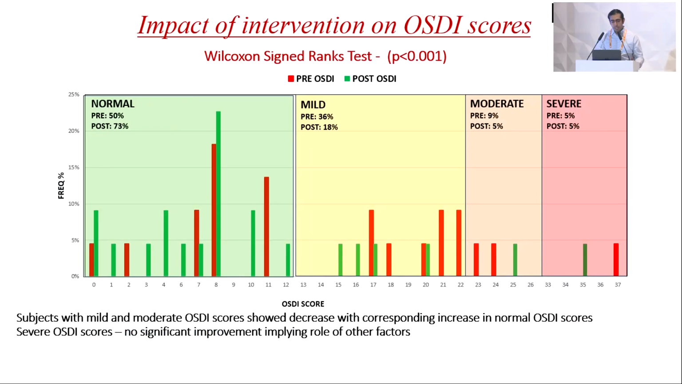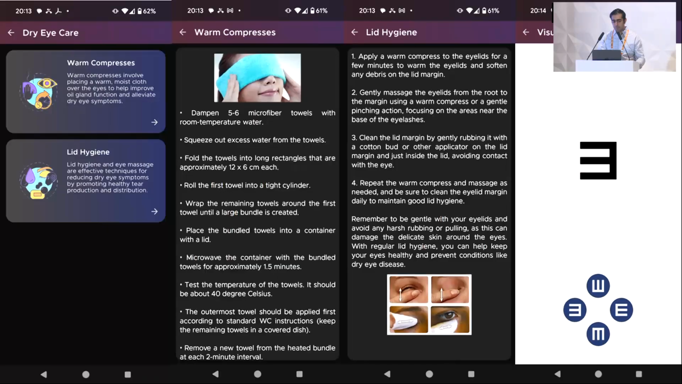Now, we also tried to look at how the OSDI changed after the intervention, and what this graph essentially is saying is that patients with mild and moderate OSDI scores shifted towards the normal OSDI scores after the intervention. You can see the percentage of normals has gone up, the mild and moderate have gone down, so it does help in mild and moderate conditions, severe not so much.